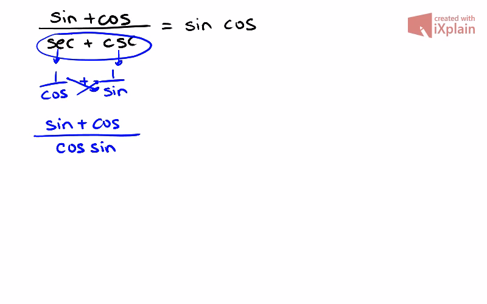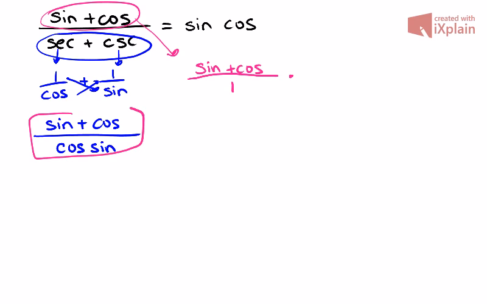So I'm going to leave sine plus cosine right here. I'm going to write it over here. So I have sine plus cosine. And I'm going to put a little understood 1 right here because we know everything has an understood 1 on bottom. And instead of dividing, I'm going to put a multiplying sign. And I'm going to take this bottom and flip it, because we always flip the denominator and then multiply. So now I have cosine sine all over sine plus cosine.